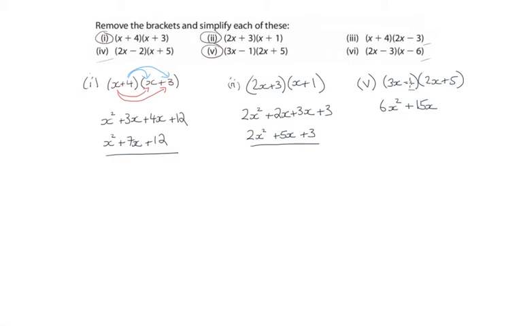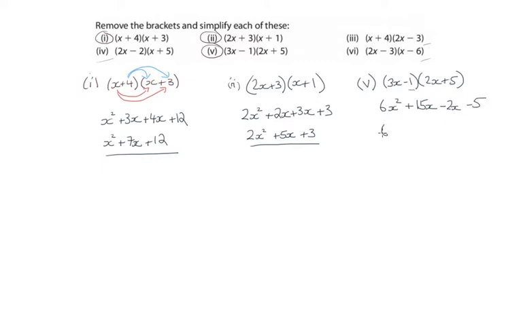Minus 1 multiplied by 2x. That's a minus multiplied by a positive number, so we're going to end up with a minus. So that's minus 1 multiplied by 2x, that's minus 2x. And then minus 1 multiplied by 5, again minus multiplied by a positive, so it's going to be a minus number. And 1 by 5 is 5, so it's minus 5.